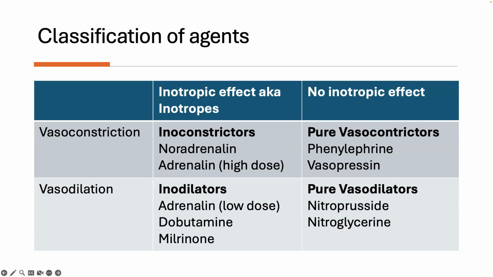So we've got the inoconstrictors, and those are the ones who've got an inotropic effect and are constricting. Really the options there is noradrenaline. That's the poster child of that group, and then adrenaline, but in high doses. And the inodilators would be adrenaline, that would be in a low dose, dobutamine and milrinone. So we then need to decide what we want to do for the patient, and we pick the drug according to that.